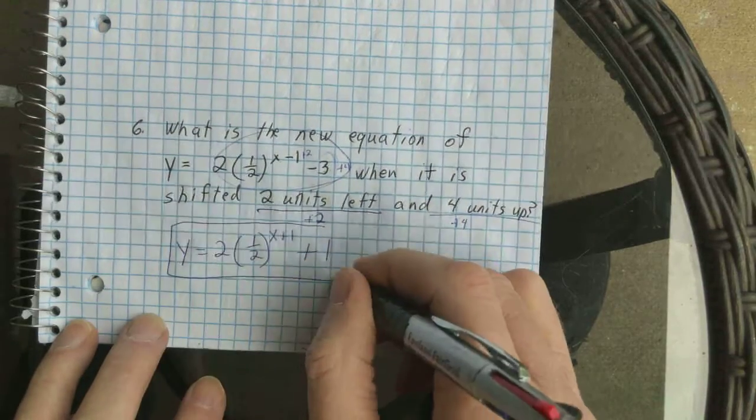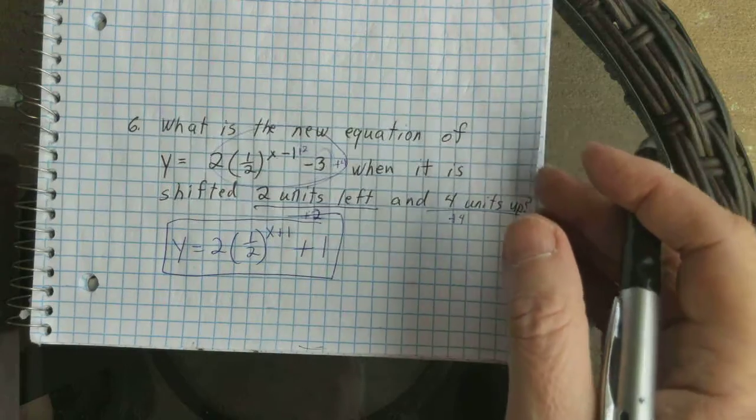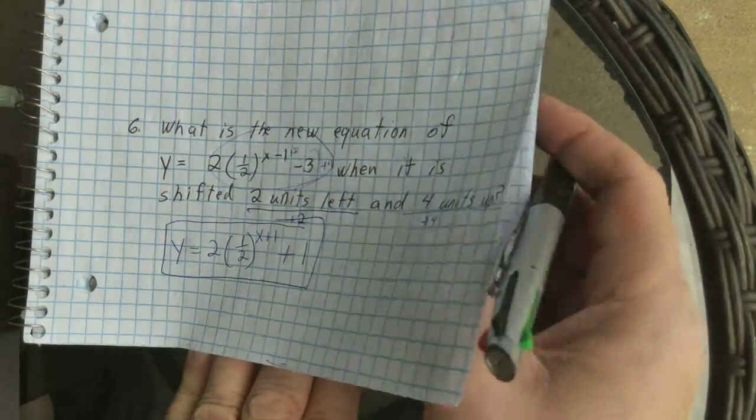And that's all there is to it on number 6. That's the new equation. So it's just a transformation problem more than an exponential decay problem.